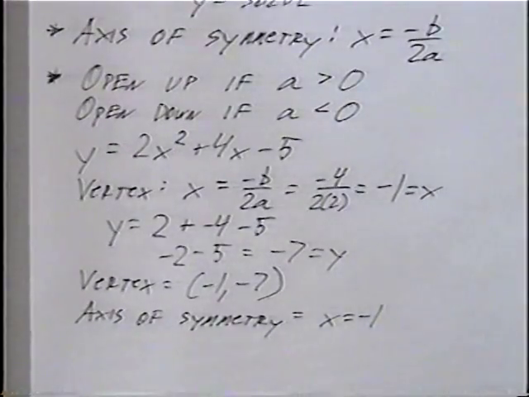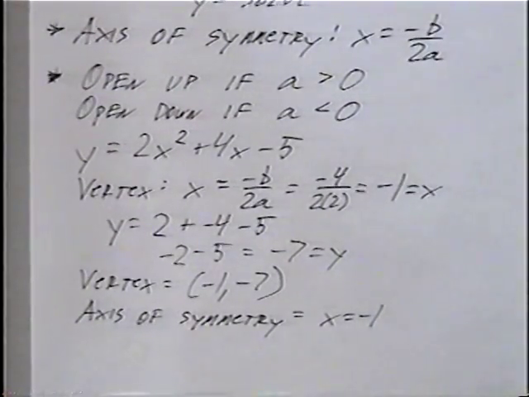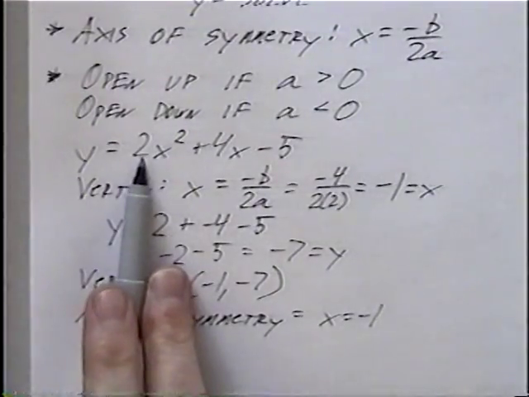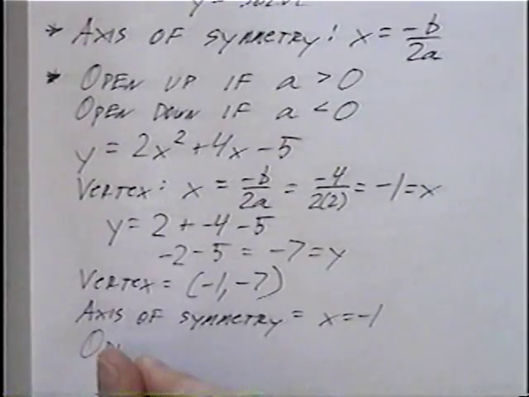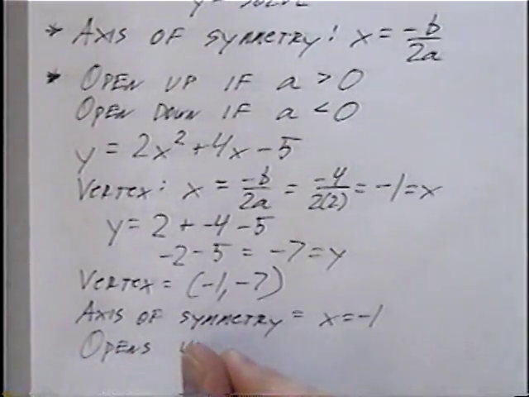And this parabola either opens up or down. Looking back at the equation, we have a positive 2x squared. If the x squared is positive, then this graph opens up.